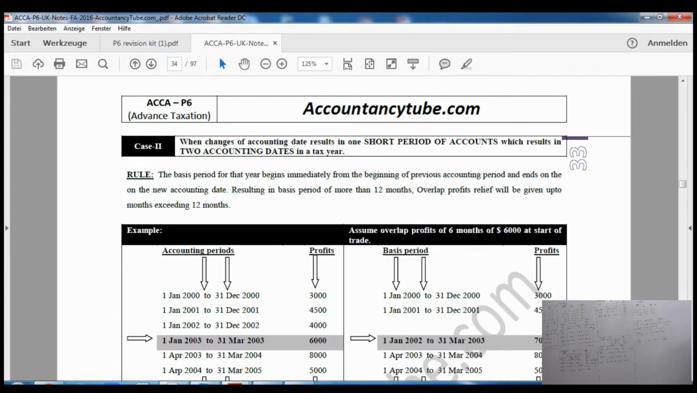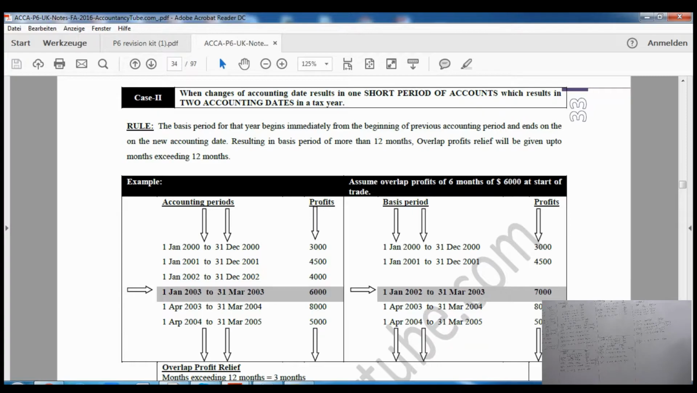Now, if you come to the next page, please, which is page number 33, that is case 2. I told you that there are two scenarios. One scenario is the short period of accounts, where the change results in a short period of accounts which is less than 12 months. We have already seen that scenario in case 1. Now in case 2 on page 33, it is again the same scenario, but a different case. Same scenario means that here as well the change will result in a short period of accounts.